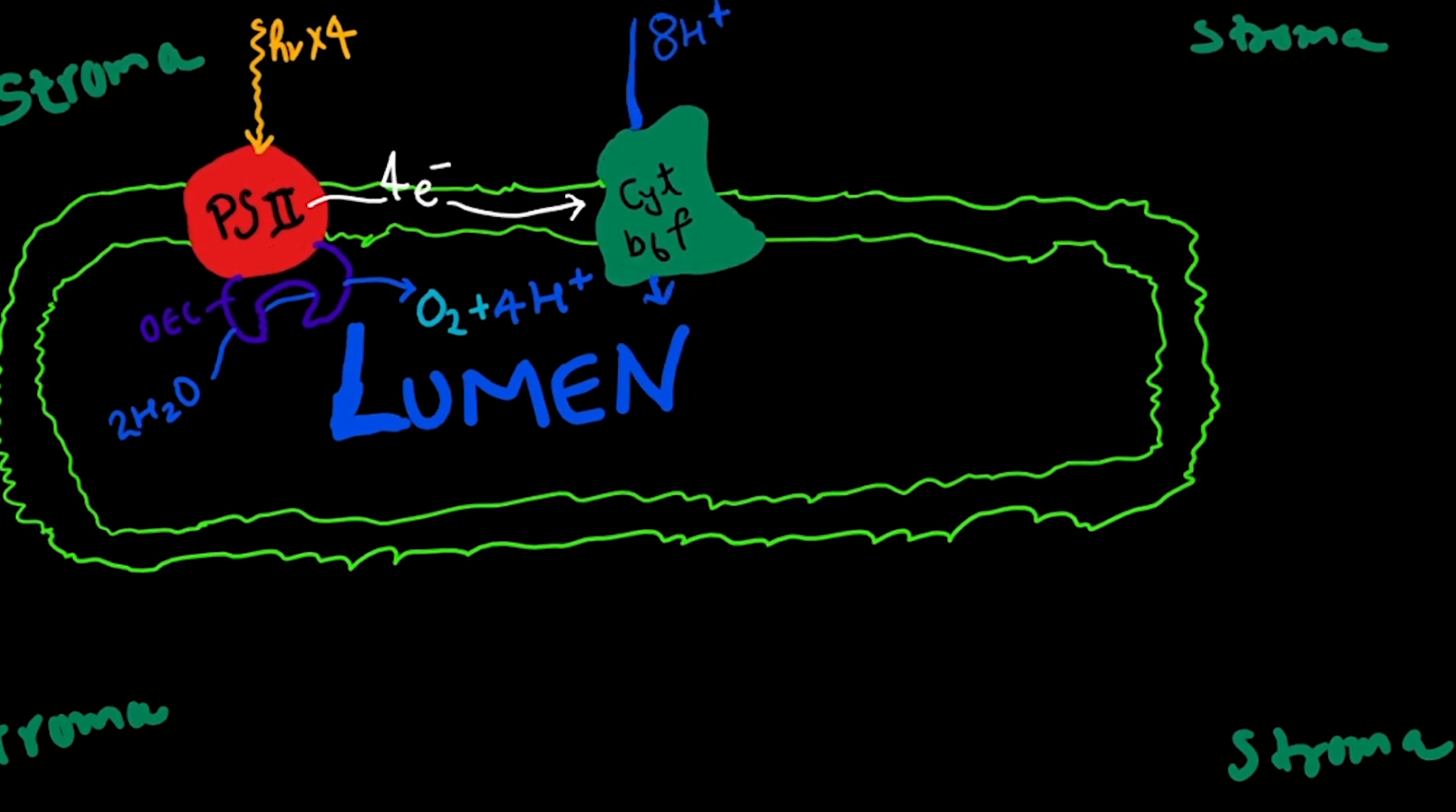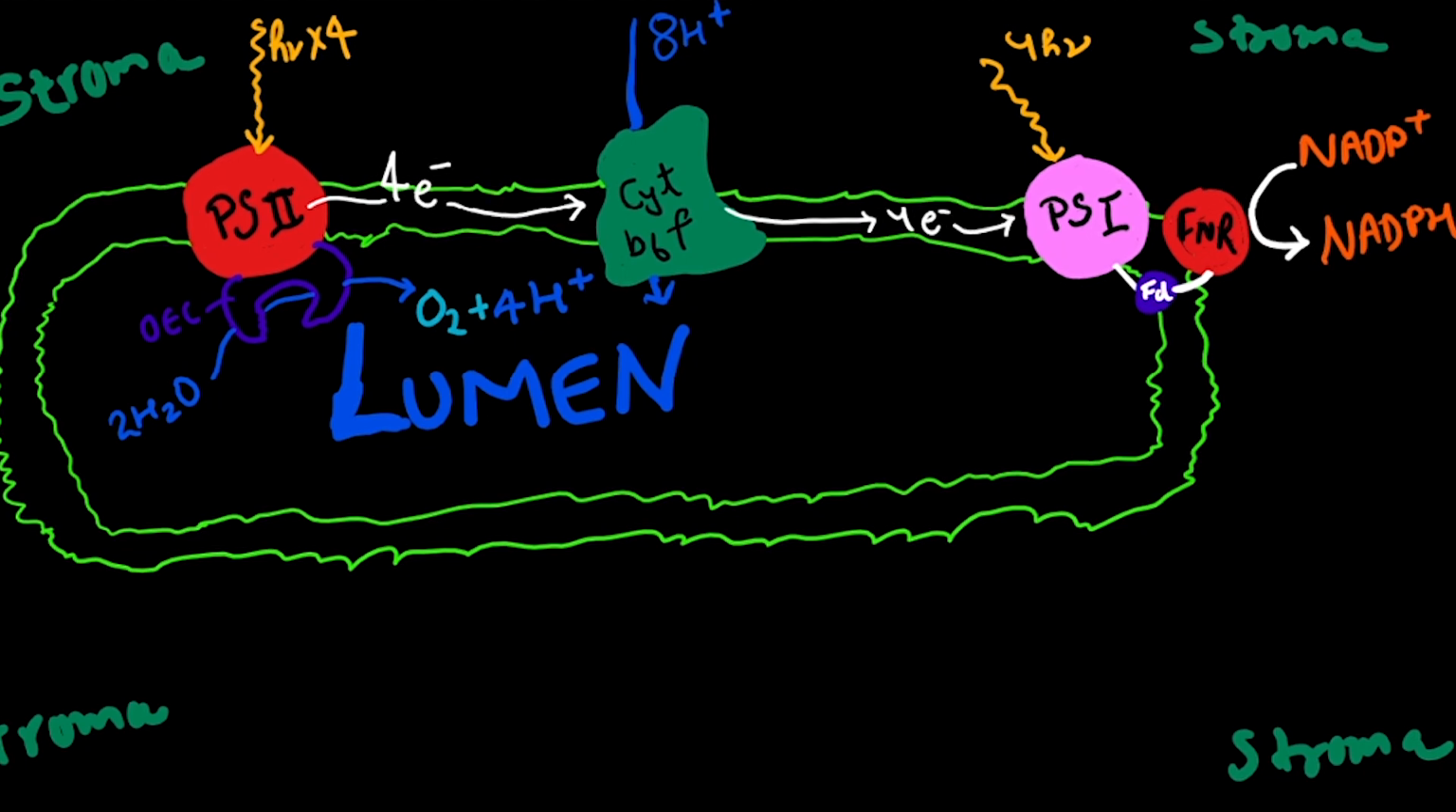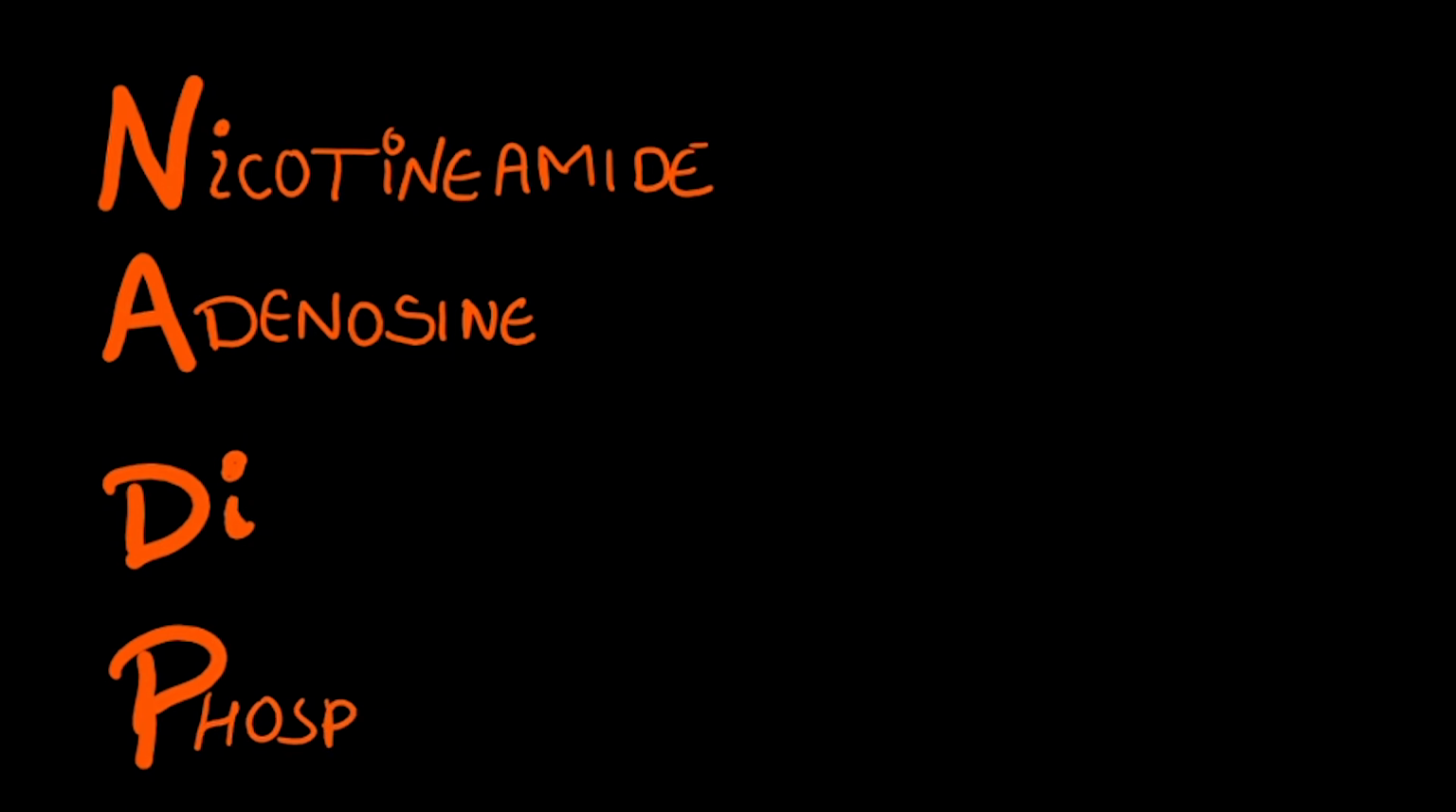Now, the plastocyanin will take electrons from cytochrome B6F and replenish the electrons that are lost by PS1 to ferredoxin when 4 photons strike the same. Now, these electrons are eventually transferred to FNR, which is an enzyme that will reduce the NADP positive to NADPH. Now, NADPH, the first energy molecule, is found.